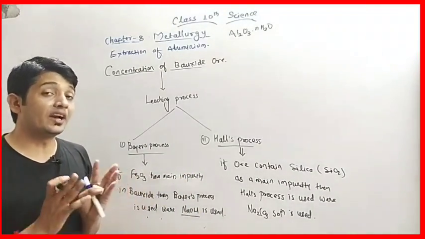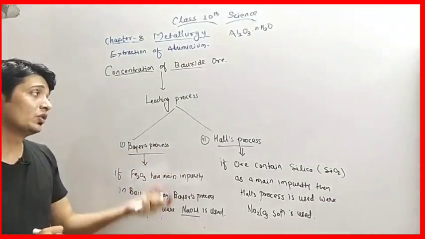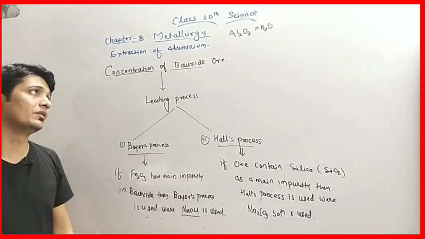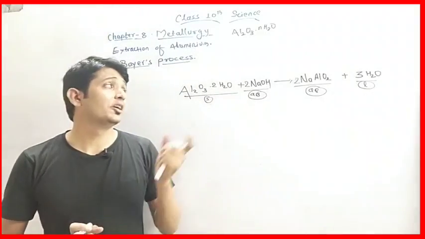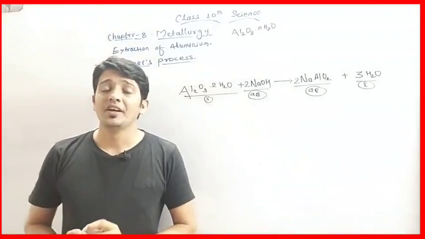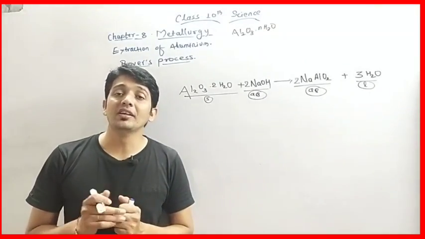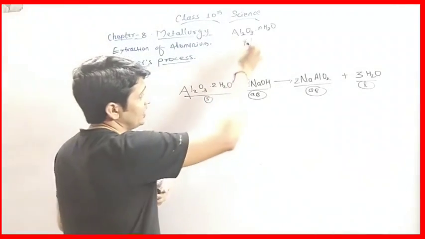Now we will understand these processes in detail. Write down this part first, then we will move further. Now we will understand Bayer's process in detail. As we know, Bayer process is used when the bauxite ore, this is the bauxite.